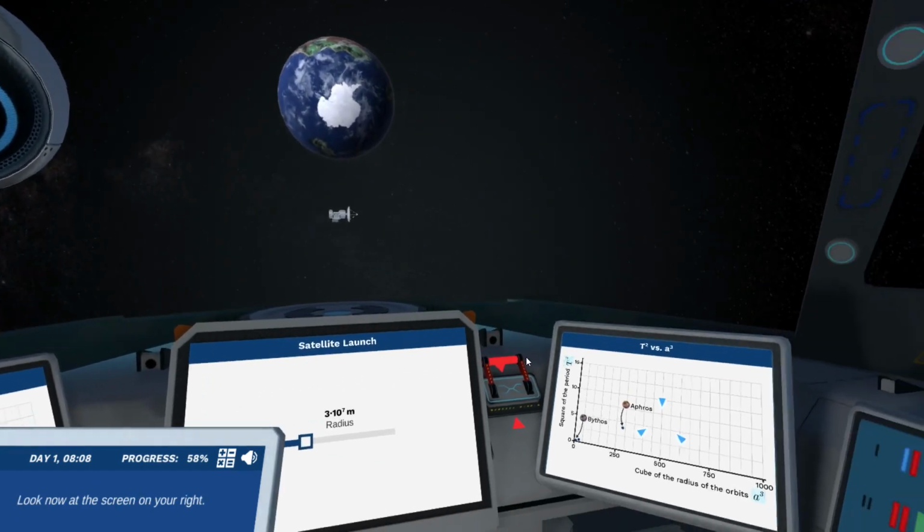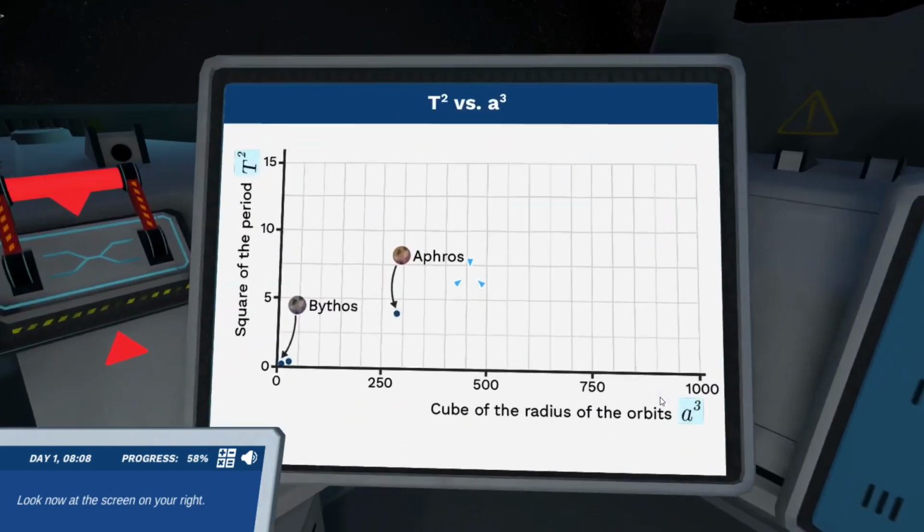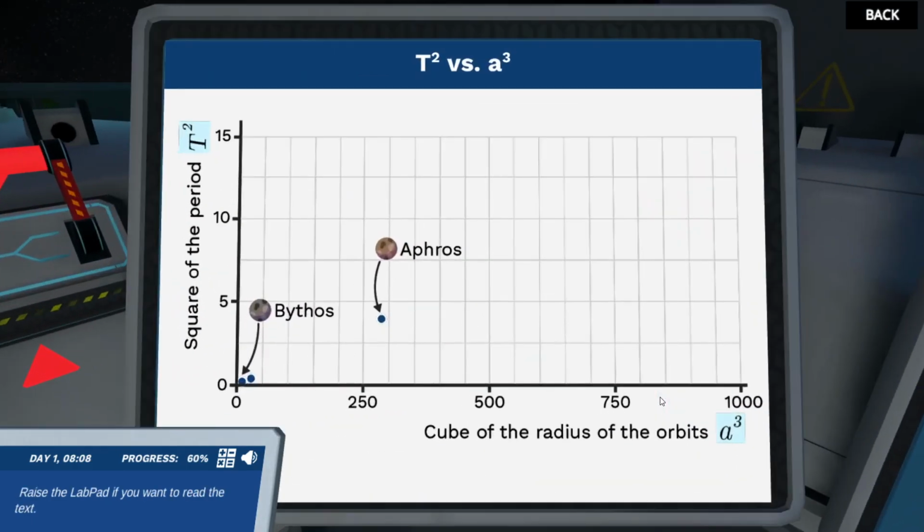Look now at the screen on your right. I have also plotted the square of the orbital period against the cube of the radius. Why, you ask? No particular reason, of course. I'm sure this won't come up later. Anyway, let's get more data.